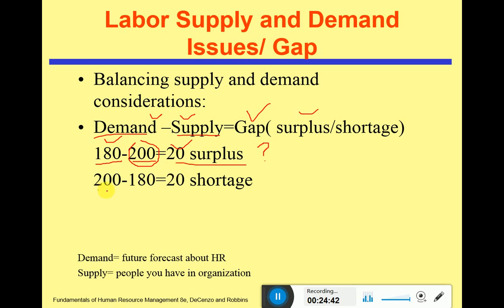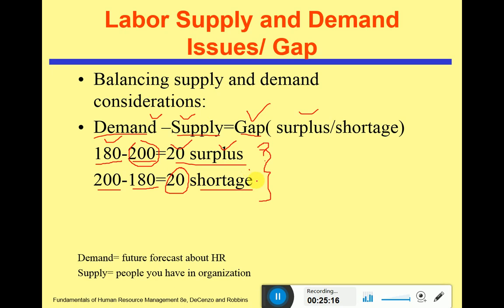Another organization needs 200 people, but it has only 180 people. It means 20 people are still a shortage, and the organization requires some more people to fill the gap. So whether there is a surplus or a shortage, that is known as the gap, and this study is known as the demand and supply study of human resource management. The demand and supply of people is studied by the human resource department in the HRP process.